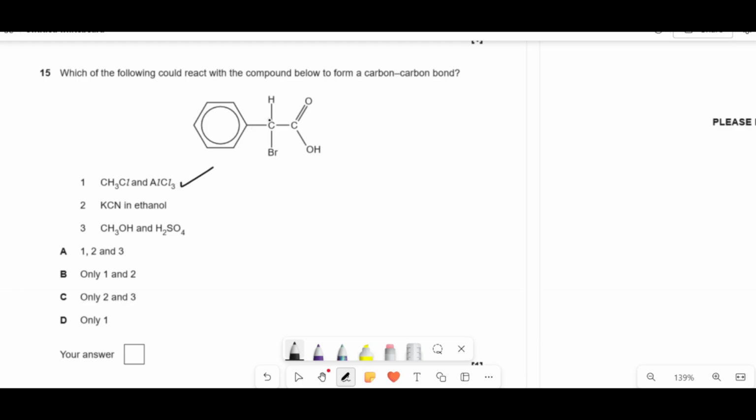Next, we have this C double bond O. If I react it with ethanol and KCN, we'll end up getting a hydroxynitrile, but that will add an extra carbon in, so that's indeed correct. And this is an alcohol with H2SO4, that wouldn't really extend the carbon-carbon bond. That would just make an ester link, so that would be C double bond O, O, C. Can you see how there's an oxygen there? It's not a direct carbon-carbon, so that one's out. So the only one it can be is 1 and 2, which is B.